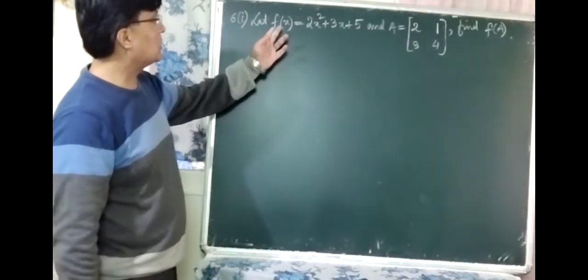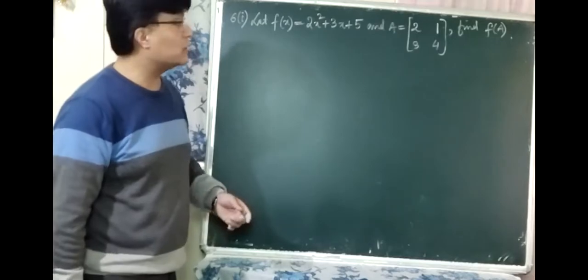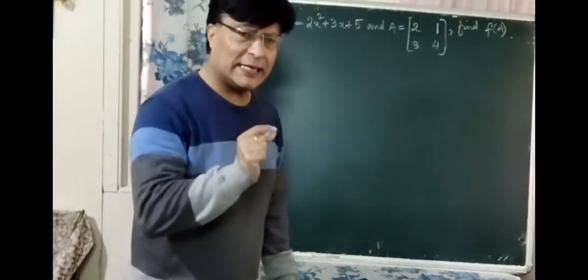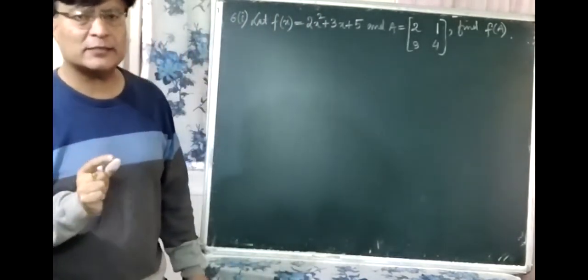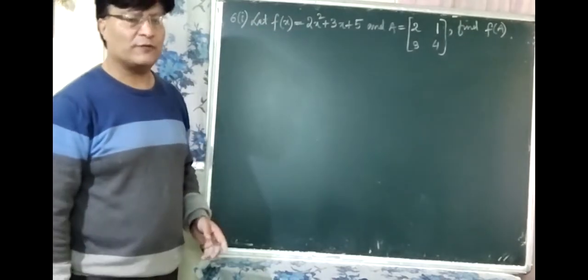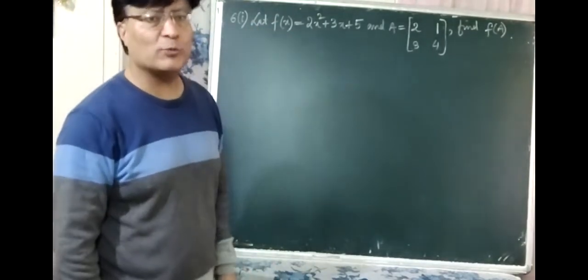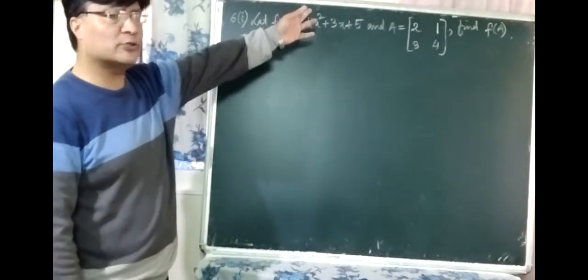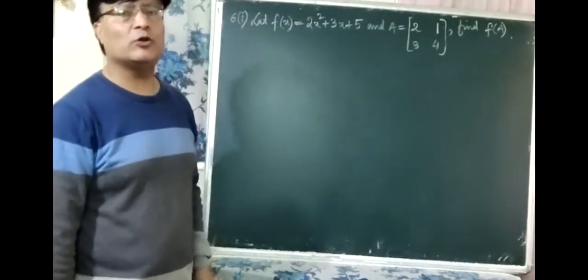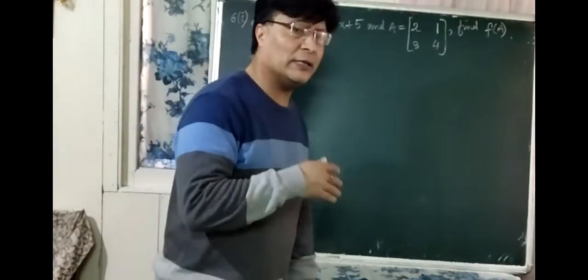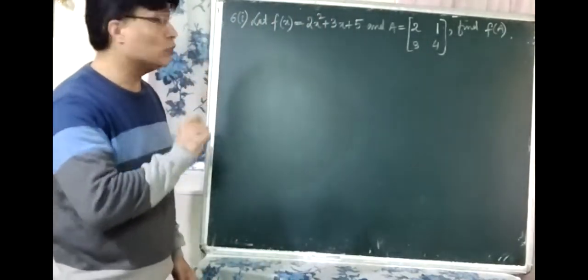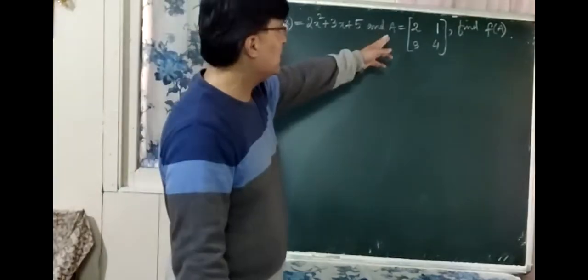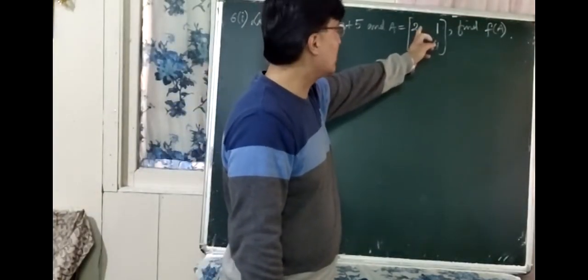Now this is the function of x is equal to 2x square plus 3x plus 5. That is, any expression in terms of x is known as the function of x. So this is known as polynomial also. Polynomial of degree 2. Here the highest power of x is 2. This is known as polynomial in x of degree 2. Okay. And what is A here? It is the second order matrix 2, 1, 3, 4.